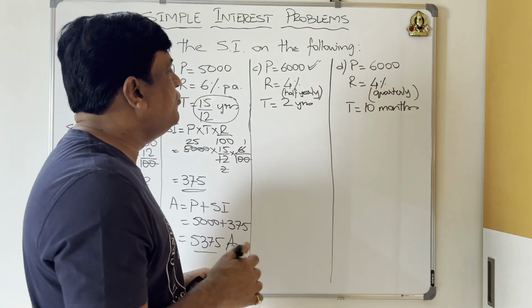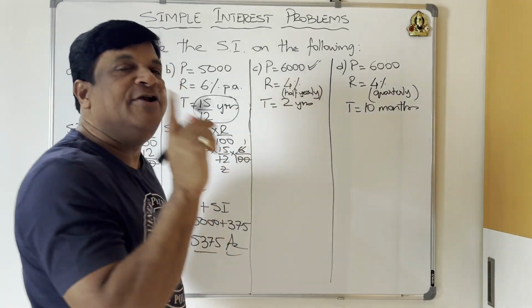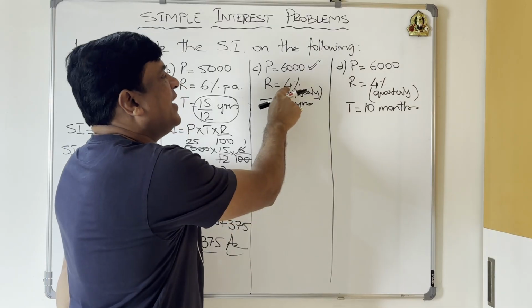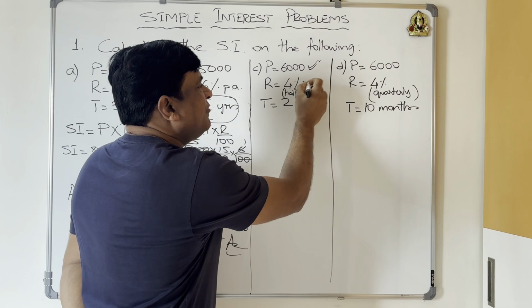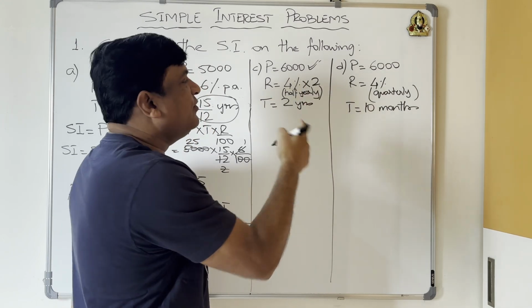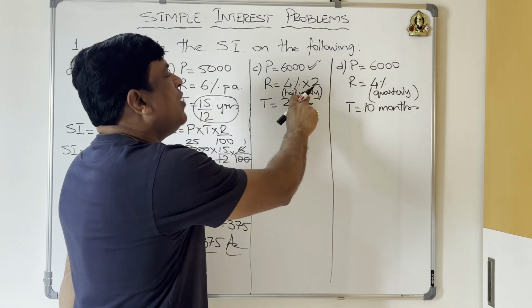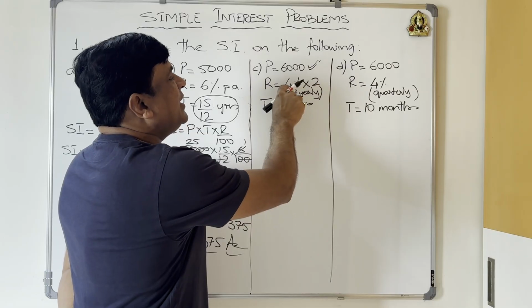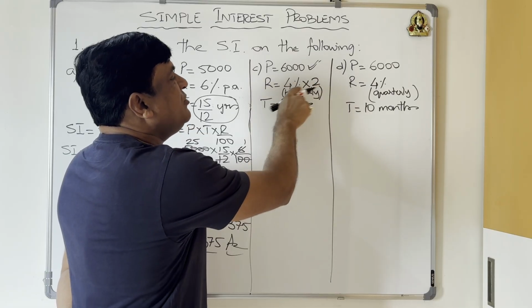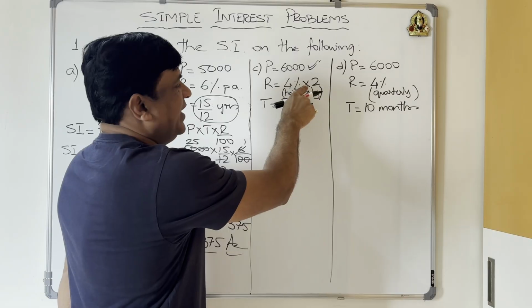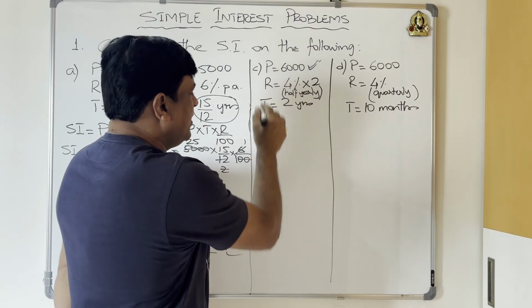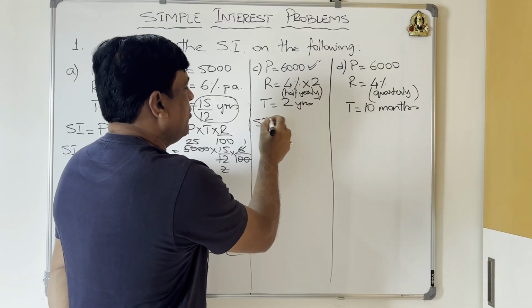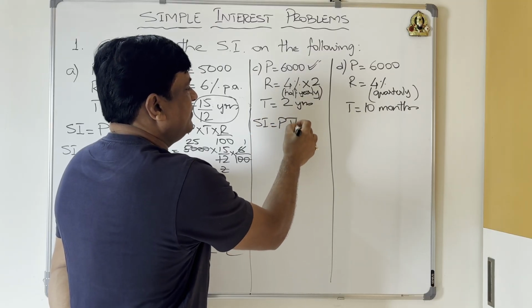So what do you need to do? You need to convert that rate into per annum. How are you going to do it? If the rate is 4% half yearly, the per annum rate should be 2 times that, because in a year you have 2 half years. So you need to multiply that percentage by 2, and then you get the per annum rate. Now time is given in years. You're sorted. Now you need to go back and put the same formula, PTR by 100.